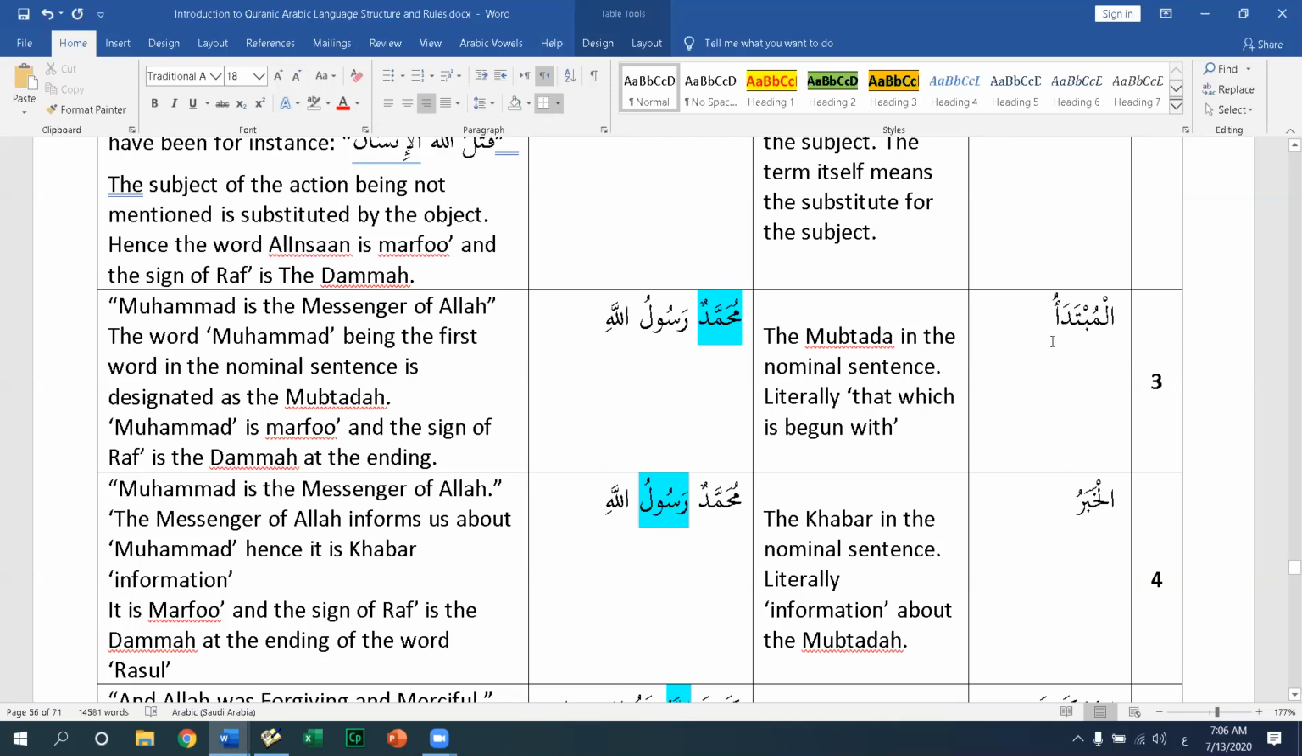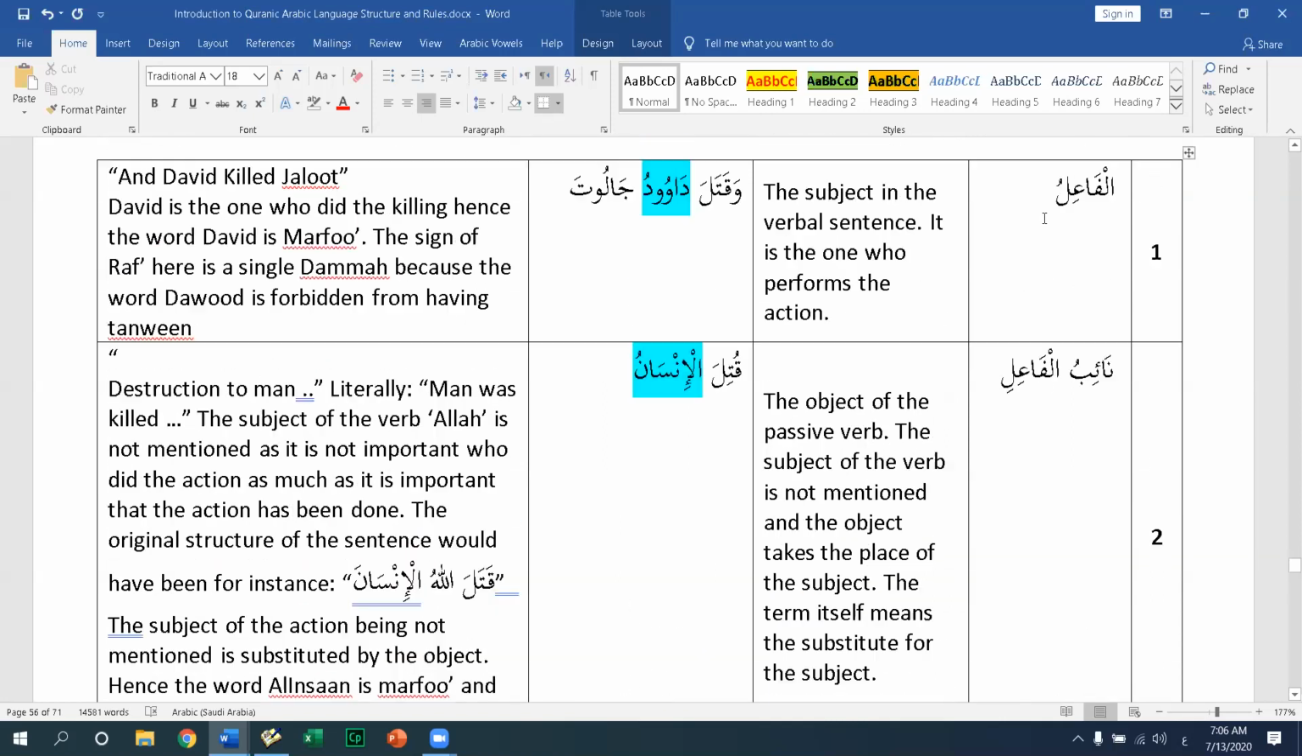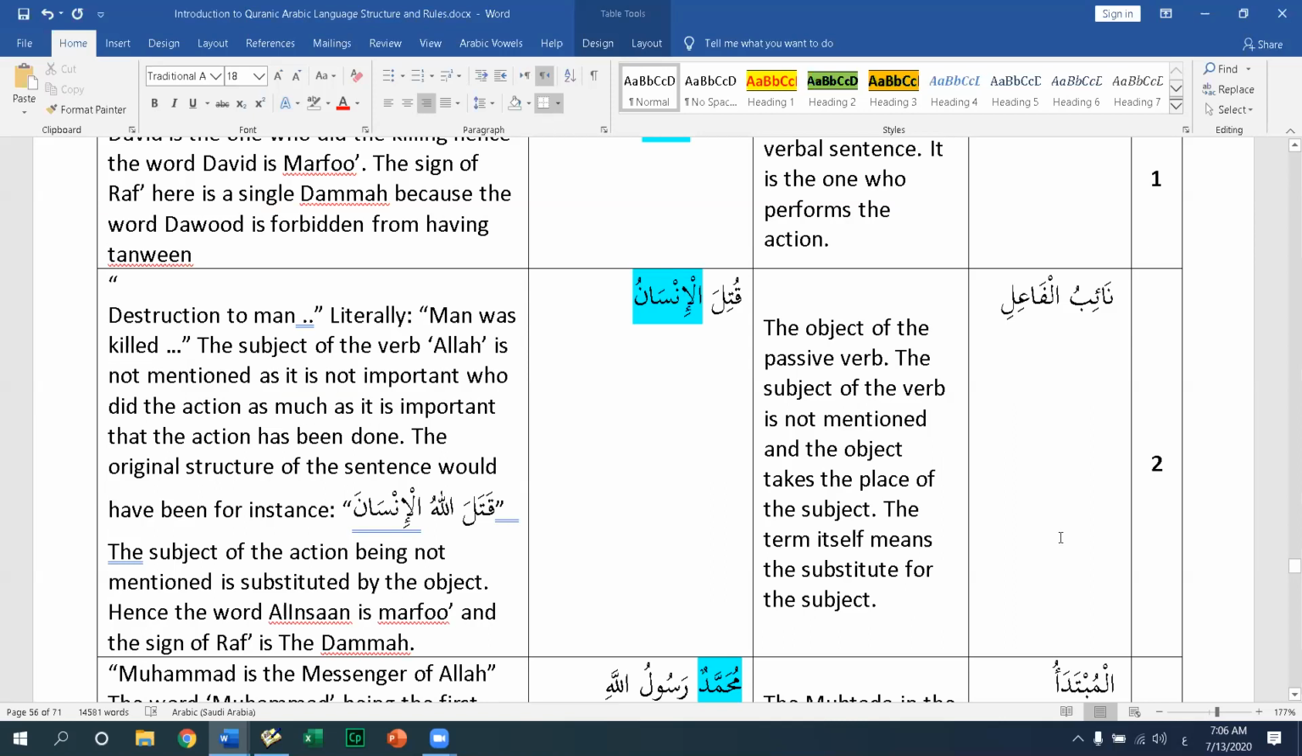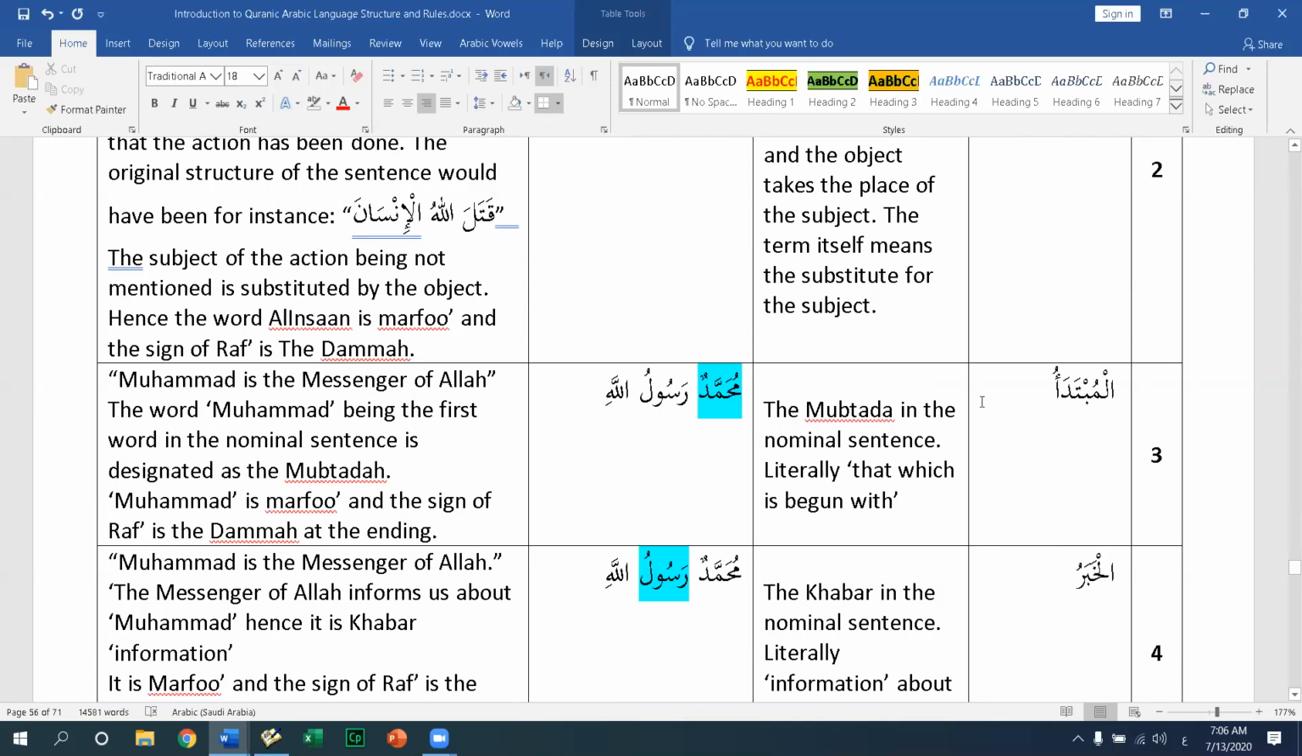Al-mubtada'u, so here we have al-fa'il wa na'ibu al-fa'il al-marfu'. And the examples of those are plentiful, abundant in Quran. Also for al-mubtada'u, of course the word al-mubtada means the thing that you began with, that was begun with.